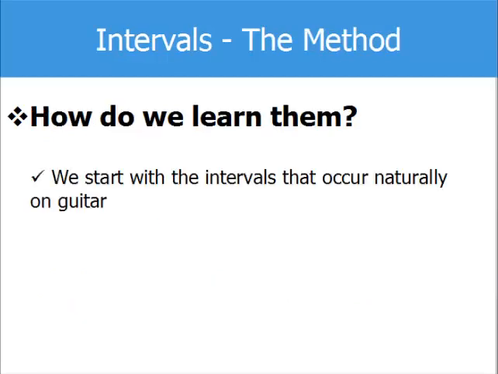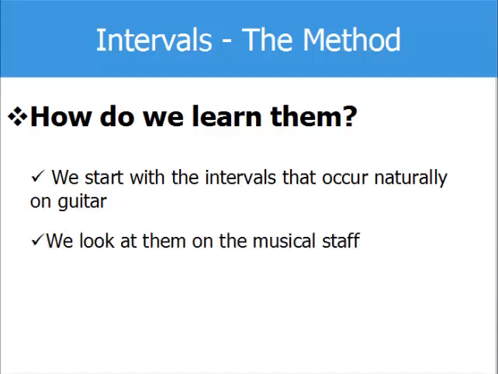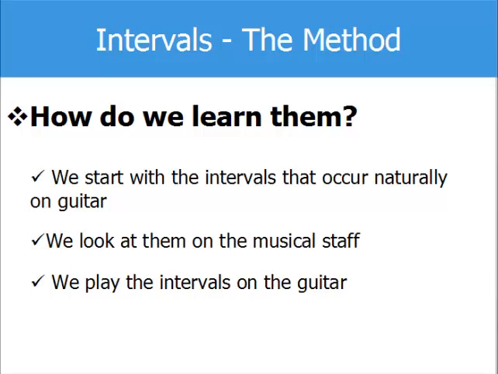Now, how do we learn them? Well, we're going to take the ones that occur more naturally on guitar. For instance, the open strings are tuned in a series of intervals. The frets are tuned in a certain measurement of half steps, which is a type of interval. Now, we're going to look at them on the musical staff, so you can actually read the notes and read the intervals. So we'll get a chance to play these intervals and notes on the guitar as we go.